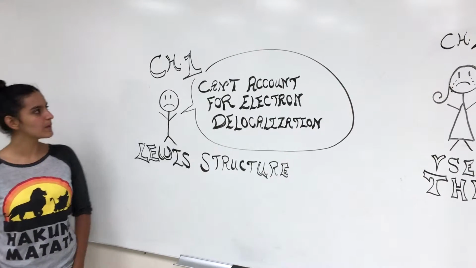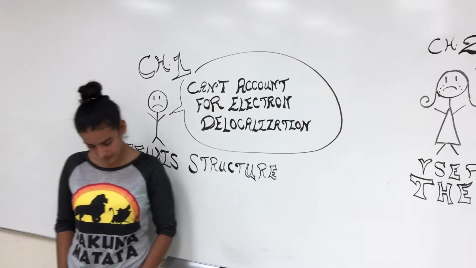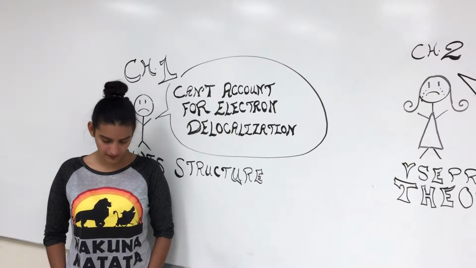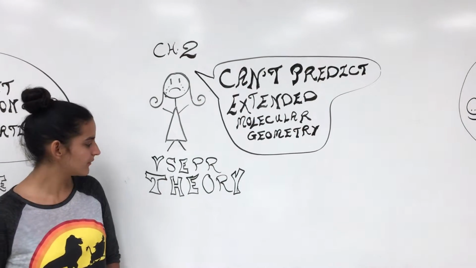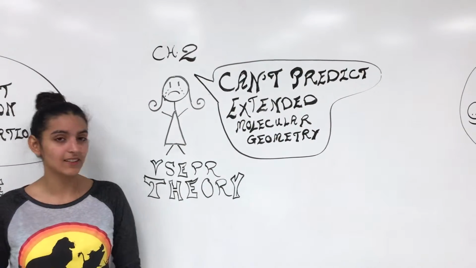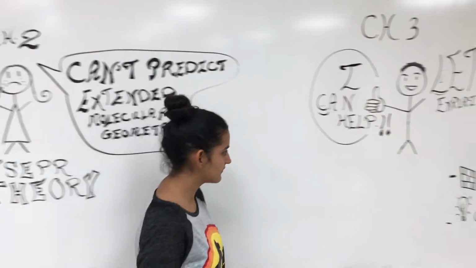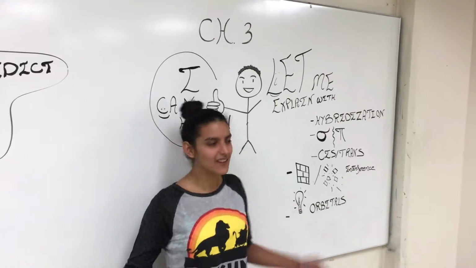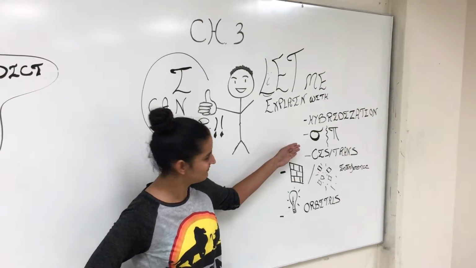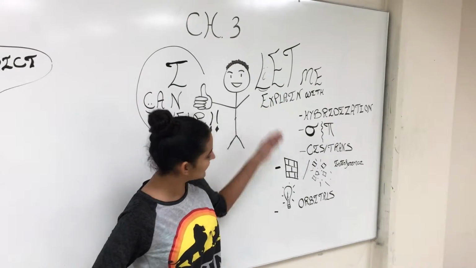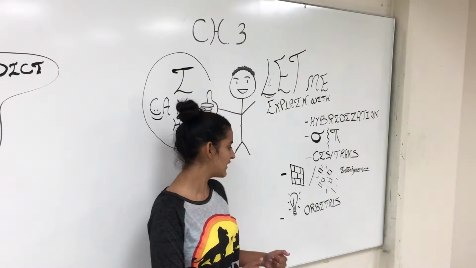If you remember, in chapter 1 we had Lewis structures, but they couldn't account for electron delocalization. And in chapter 2, VSEPR theory couldn't predict the extended molecular geometry. But in chapter 3, we can help with explaining hybridization, sigma and pi bonds, cis and trans, constructive and destructive interference, and energy orbitals.